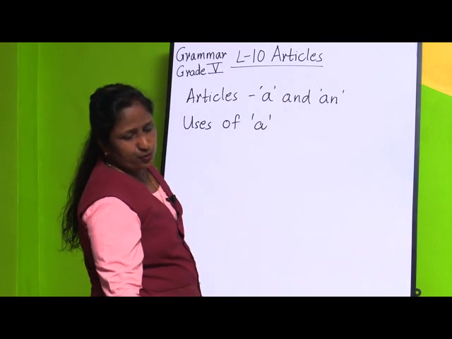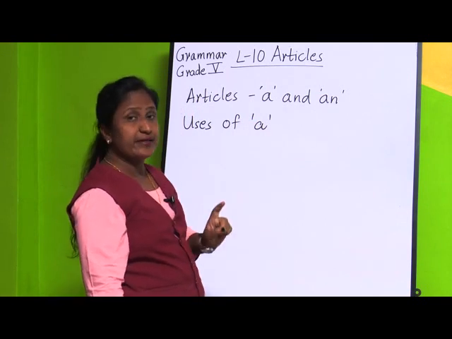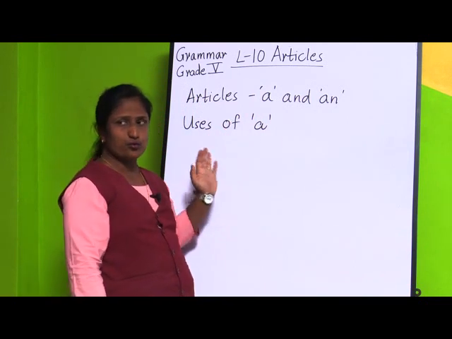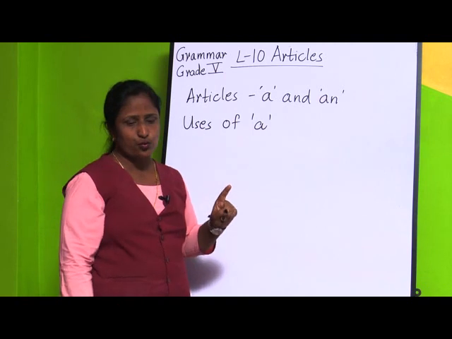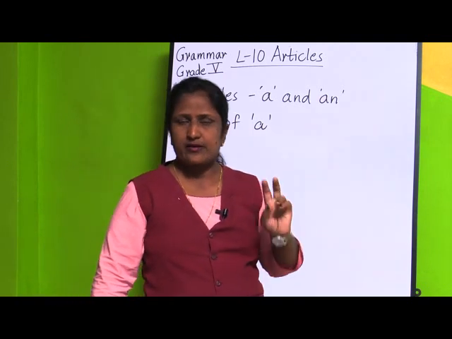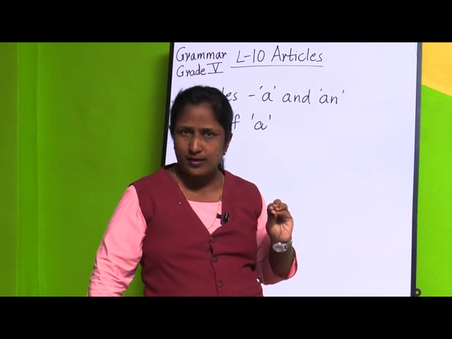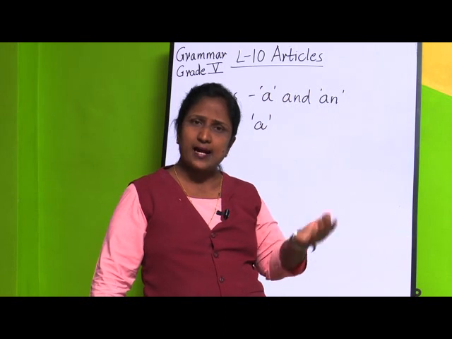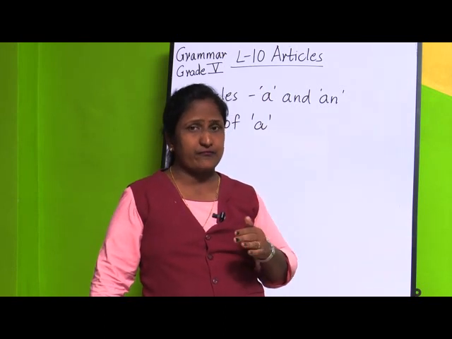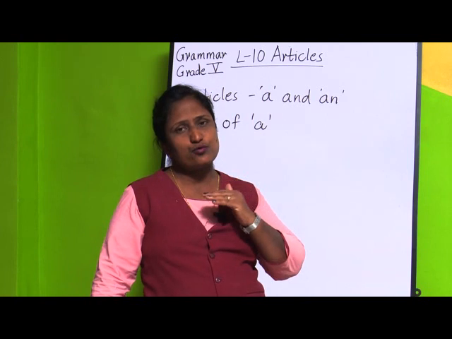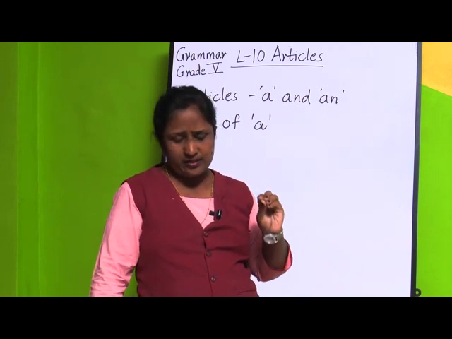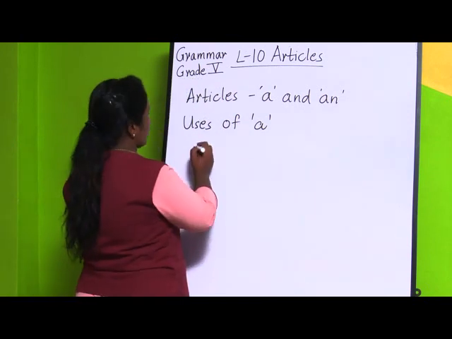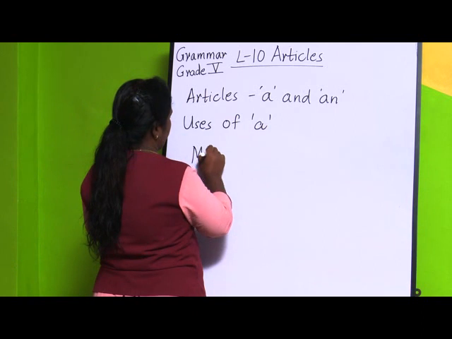We use a before words beginning with a consonant sound. I told you first that we will be seeing when to use a and an. A and an are the same: we use them for singular and countable nouns, not for uncountable nouns. But in that also we have a query: when do we use a and when do we use an? A will be used only with the consonant sound.